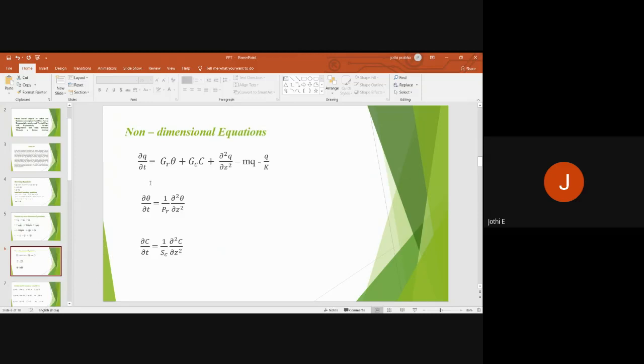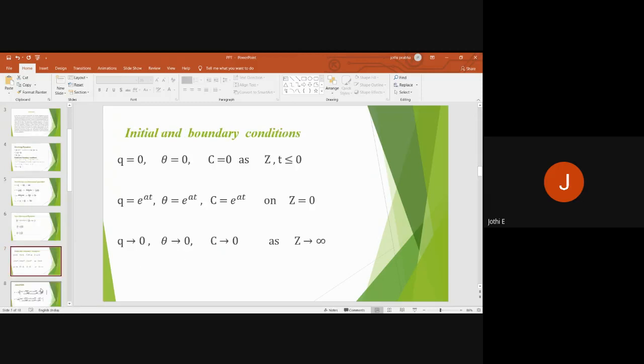The non-dimensional equations are ∂q/∂t equal to Gr theta plus Gc C plus ∂²q/∂z² minus Mq minus q/K. ∂theta/∂t equal to 1/Pr ∂²theta/∂z². ∂C/∂t equal to 1/Sc ∂²C/∂z². And the initial and boundary conditions are velocity q equal to 0, temperature theta equal to 0, concentration C equal to 0. Velocity, theta and concentration are taken equal to e^(at) at z equal to 0. q, theta, C tend to 0 as z tends to infinity.